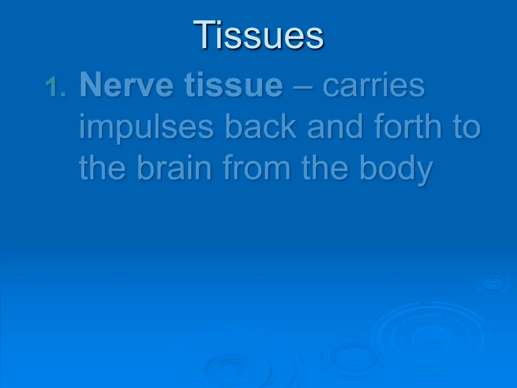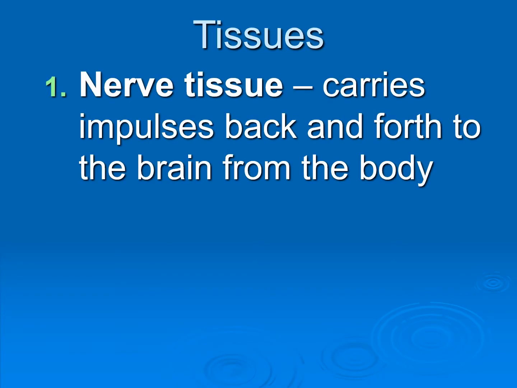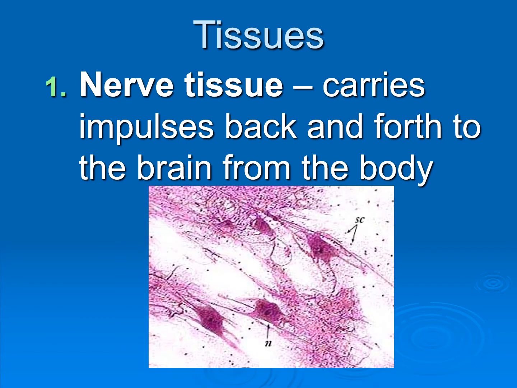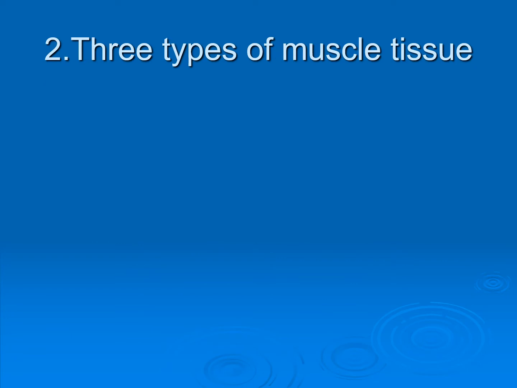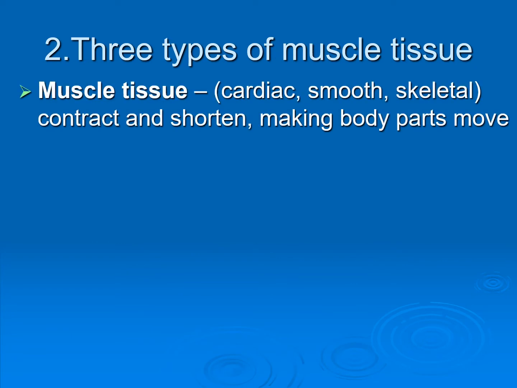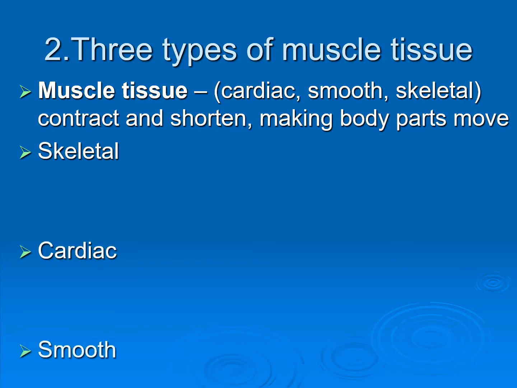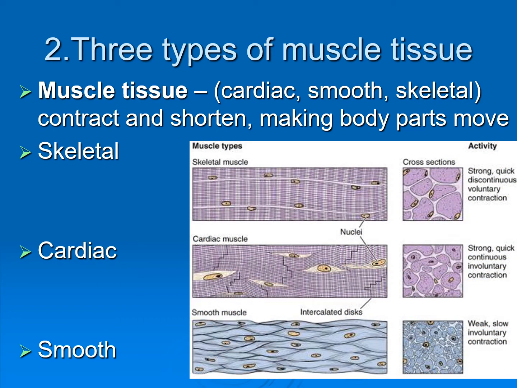Looking at tissues in a little bit more detail. Your nerve tissues carry impulses back and forth to the brain from the body, and that's a picture of them. Then we have our muscle tissue. There are three types of muscle tissue, which are cardiac, smooth, and skeletal. Their function is to contract and shorten, making body parts move. Here's a picture of your skeletal, cardiac, and smooth tissues.